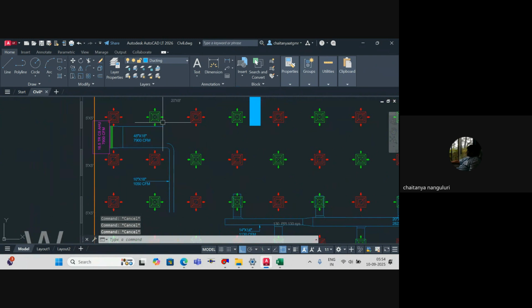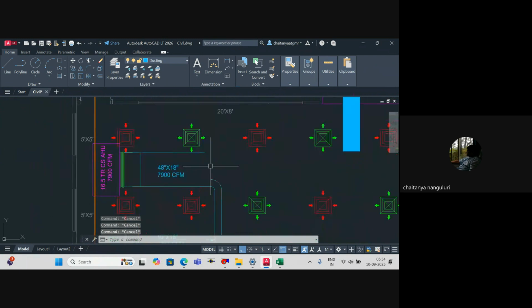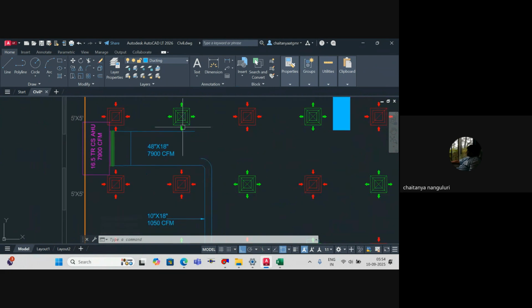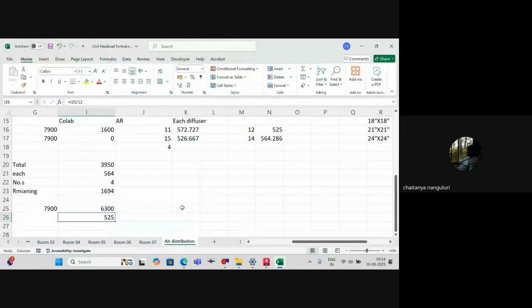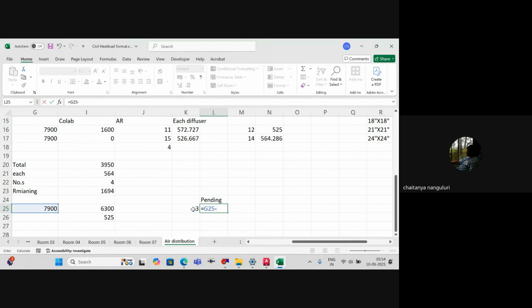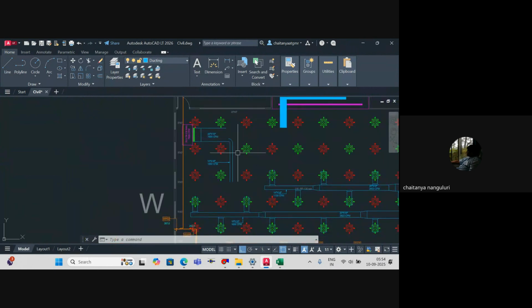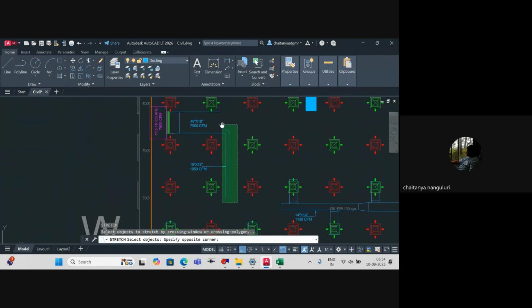Then again, I have to make this particular one. Remaining flow rate, let's see. So 7,900, and here I'll provide one column. So total, how much will it be? 7,900 is the total airflow rate. These are the number of collars. Let's say each one is 525. Pending is equal to this minus 525 into three such collars that have gone till now. So 6325 CFM. So the remaining airflow rate is this because 1, 2, and 3, all these three are supplied using this. That's the reason. Understood?